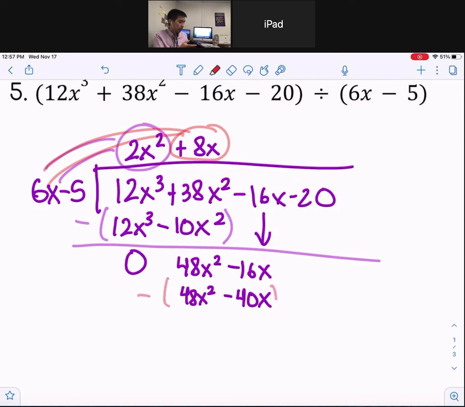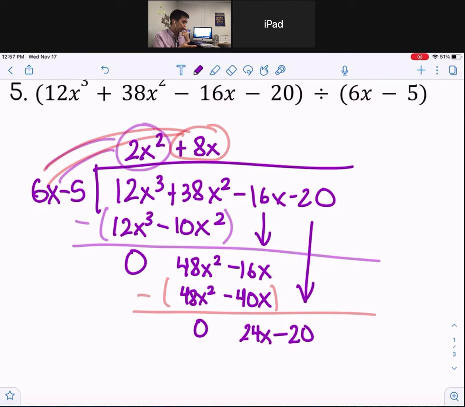And now we're going to subtract by putting parentheses on both of them. 48 minus 48, 0. Negative 16 minus negative 40. Minus negative 40 is positive 40. So negative 16 plus 40, positive 24x. Drop down the negative 20.